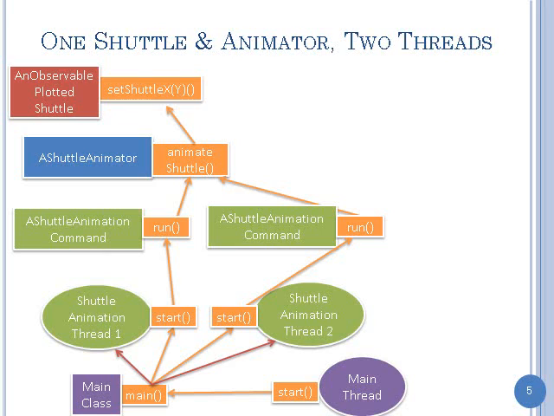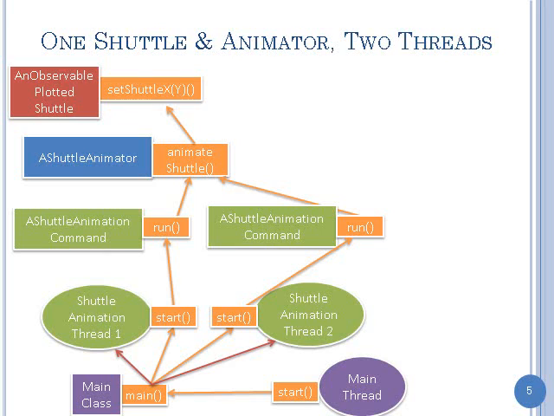You might have shuttle animation thread 1 calling to move in the X direction, while shuttle animation thread 2 is calling to move up. So what's going to happen? We have two masters controlling this puppet. What's the puppet going to do? Ultimately, it'll come back to its position, which is what both want. But in between, it's going to be chaotic.